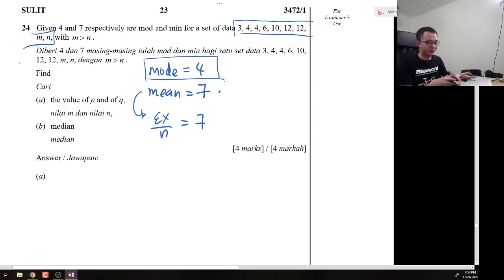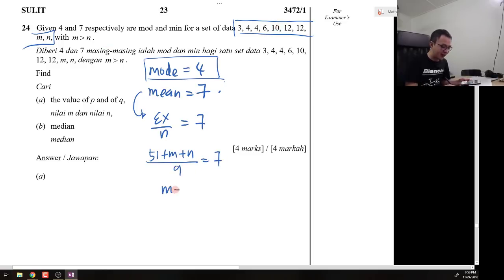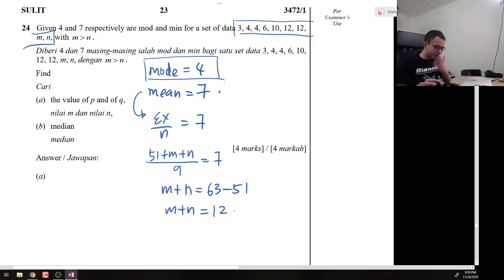Going to use a calculator to add quickly. 3 plus 4 plus 4 plus 6 plus 10 plus 12 plus 12. So I will get 51 plus m plus n over 9 (counting 1, 2, 3, 4, 5, 6, 7, 8, 9) equals 7. Then m plus n equals 63 minus 51. So m plus n will equal 12. See, this is 12 here. And then one of the numbers, either m or n, must be 4, right? So the other one will be 8.